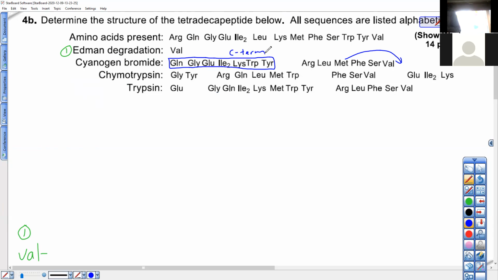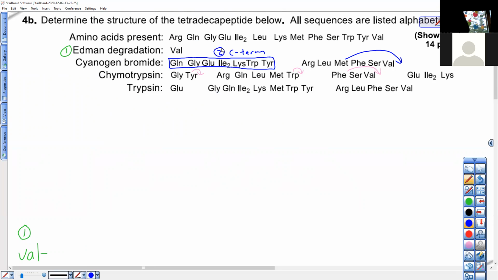Chymotrypsin tells us that, let's see, I need new color. Chymotrypsin is good for the aromatic rings. It clips everything after them, which means tyrosine was at the end of this sequence. Tryptophan, this is just coincidence. It's already at the end because alphabetically it's at the end. But it is at the end of that sequence. Phenylalanine comes after Ser and Val. Oh, bingo. I'm going to put a 2 on it. I guess this was a 2. We discovered the C terminal here.